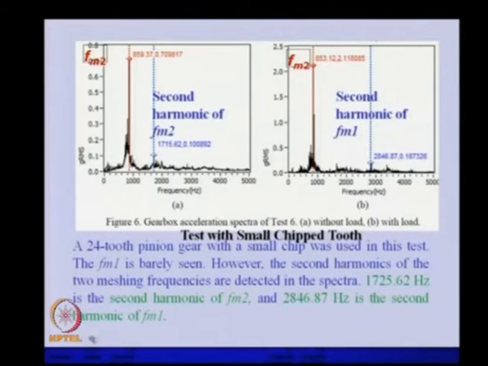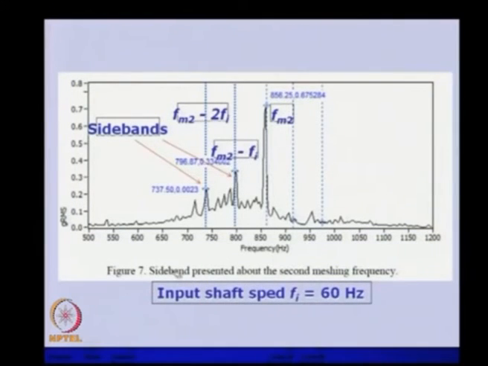Okay, then the next is this, you can see the sidebands present about the second meshing frequency. This is the second mesh frequency, and this is the sideband. You can see this is coming from the modulation by the rotational speed of the input shaft.